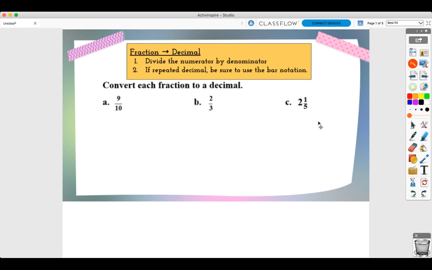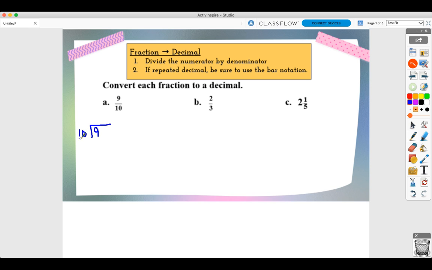Hi students, let's convert a fraction to a decimal. So first, you want to divide the numerator by the denominator. I'm going to show this using long division. It is a skill that you know how to do, and it's something that I would like for you to do. So when you're doing long division, remember the top number goes underneath the division bar and the bottom number goes outside of it.